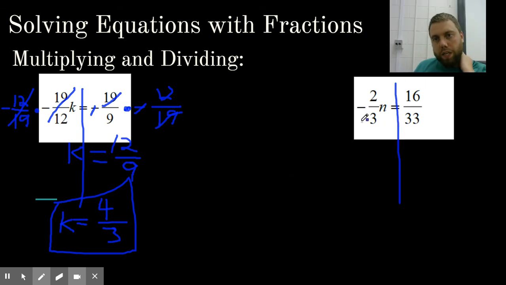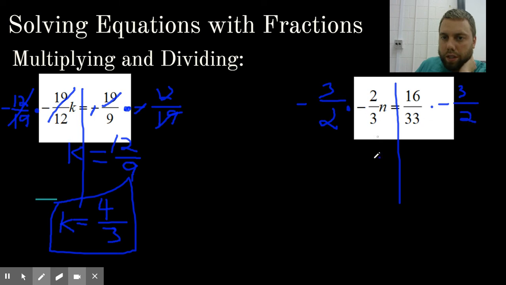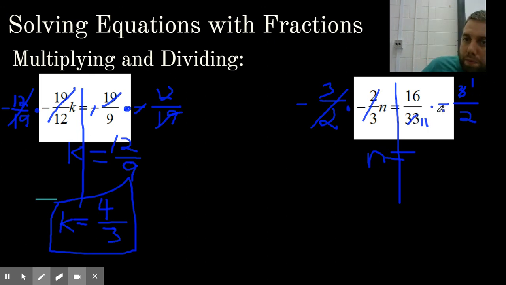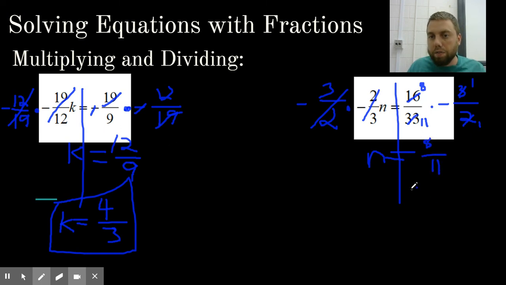Now, using the same policy over here, I'm going to multiply by negative 3 halves and multiply by negative 3 halves. This leaves just n over here. Cancels out, cancels out. And here, we can simplify early. Instead of bringing it down, we can notice that 33 and 3 have a common factor of 3. So I divided both those by 3. 16 and 2 have a common factor of 2, which leaves 8 right here. And look at that. We don't need to simplify any further. That's as simple as it goes.